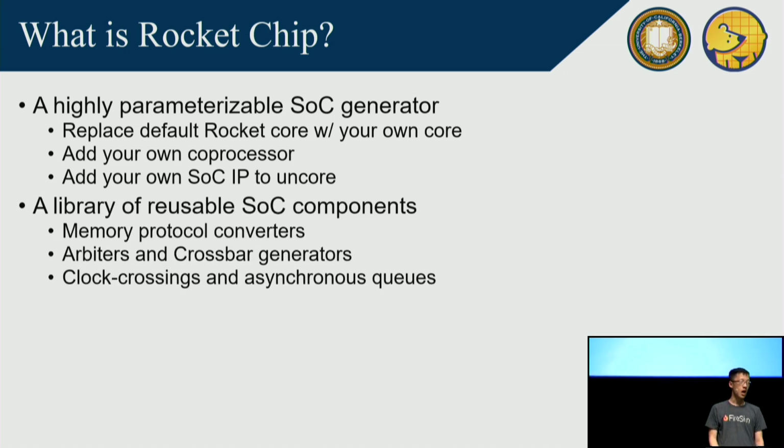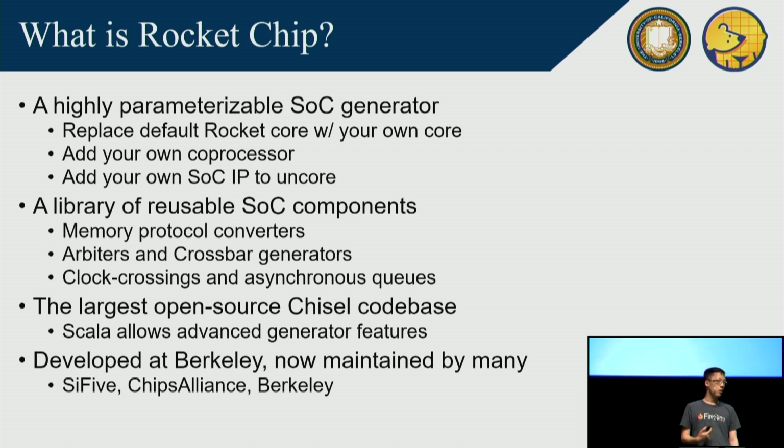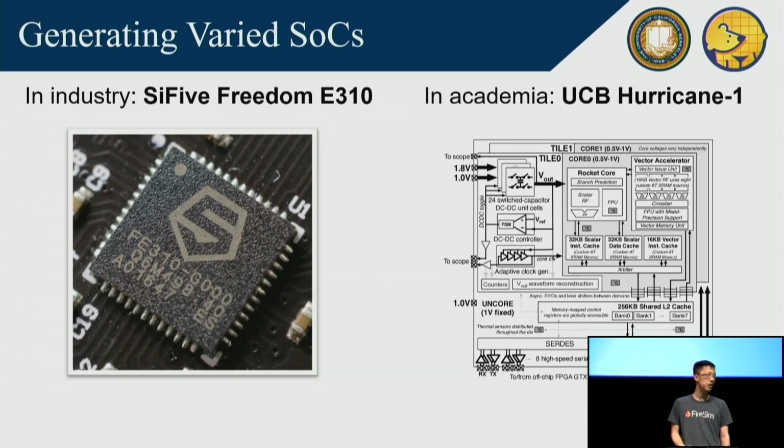It can also be used as a library of reusable SoC components that provide things like memory protocol converters, arbiters, crossbar generators, clock crossings, and asynchronous queues. It's also the largest open source Chisel code base, and we use the power of Chisel and Scala to build more complex generator features. Rocket Chip was developed initially at Berkeley, but it's now maintained by a large group under the umbrella of CHIPS Alliance, and active development is now being done both at SiFive and at Berkeley.